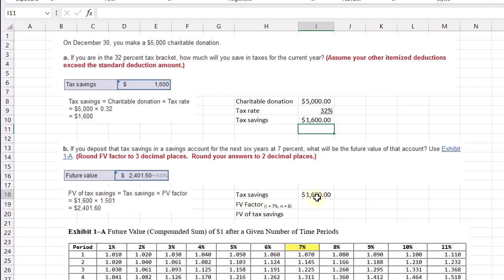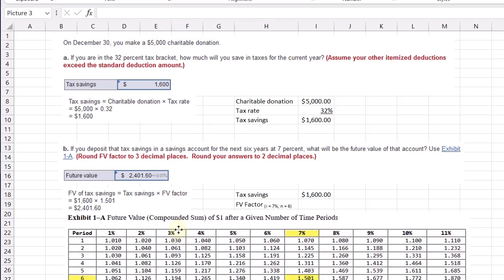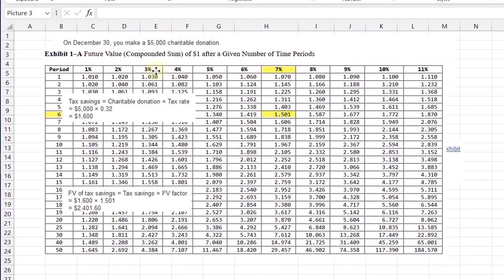But if we were to work this by hand, we take the tax savings we've calculated from above, that's given in cell I10, and then we have to find the future value factor where the interest rate is 7% and N is 6. Now that may look small for you, but I've got it up here where you can see it as well. So let me put this on the main screen here.